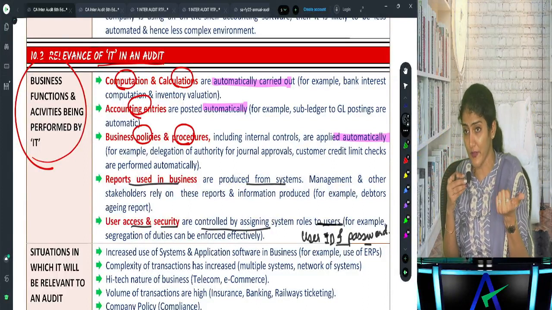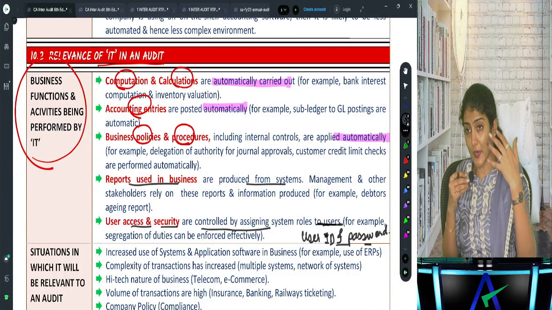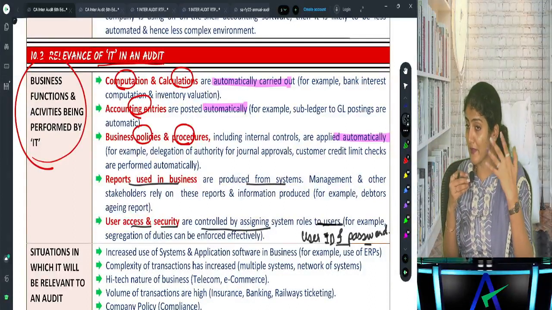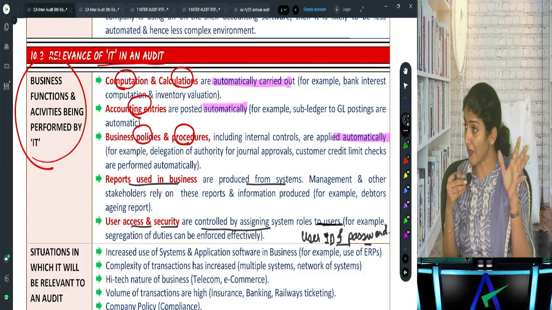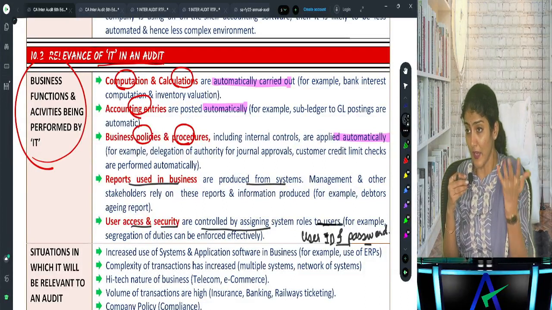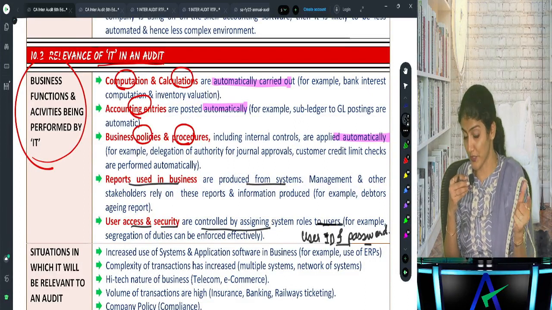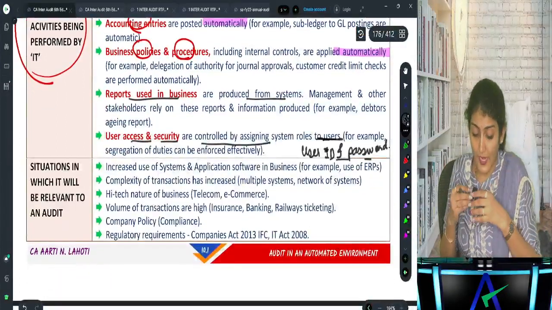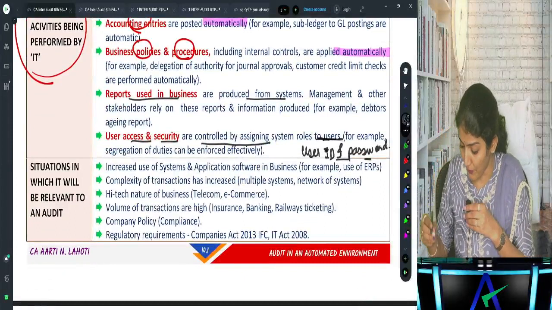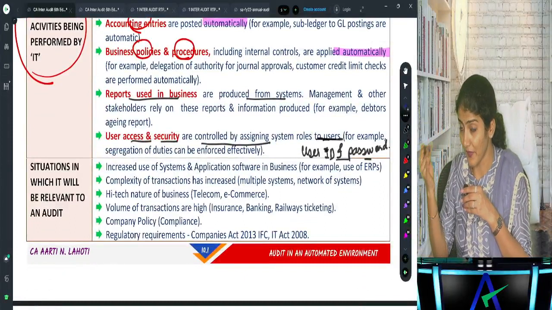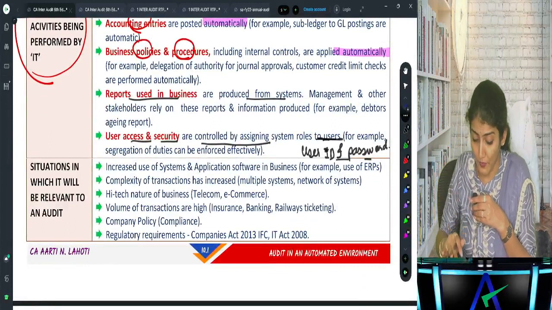What is the impact of computers? Computation, calculation: automatic. Accounting entry: automatic. Business policy and procedure: automatic. Reports are generated by the computers. And user access and security are again controlled by the computers. Now, because the client is making so much use of the computer, can I do the audit ignoring the use of computers?